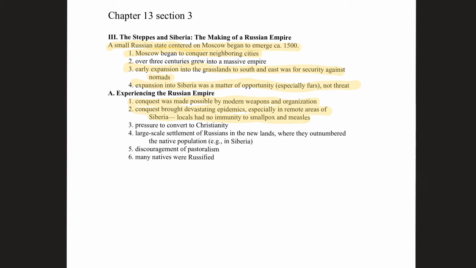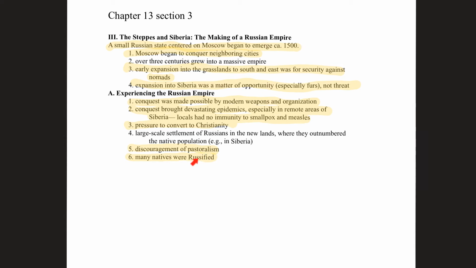Again, just like the Europeans in North America, they're going to put pressure on them to convert to Christianity. Where in the Americas it's going to be Catholicism, with Russia it's going to be Eastern Orthodoxy. They will also discourage pastoralism. Remember, the pastoralists are just another version of the nomads. Since the Russians came into the area to try to restore order from the nomads, the last thing they want is to have another group of nomads coming in. And on top of this, many of the natives are also Russified.